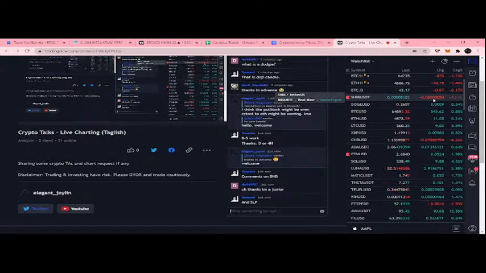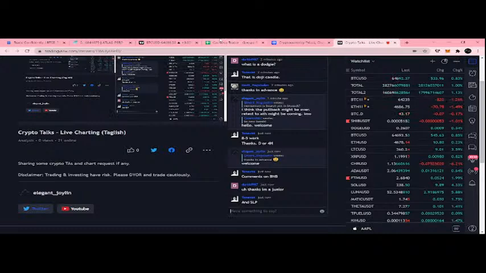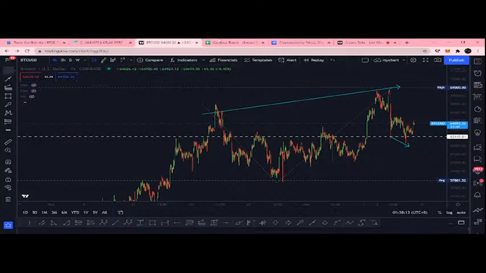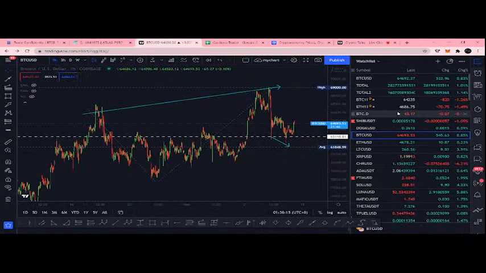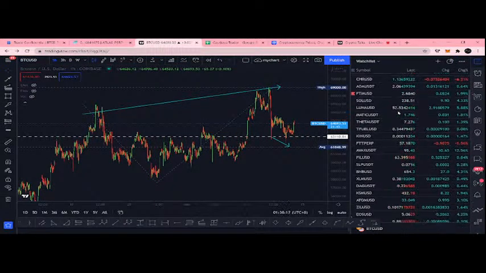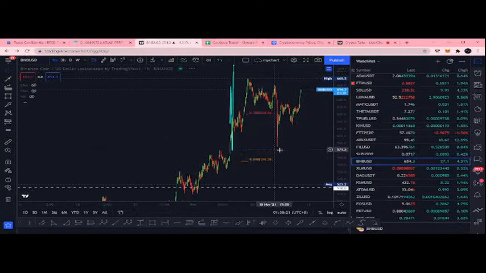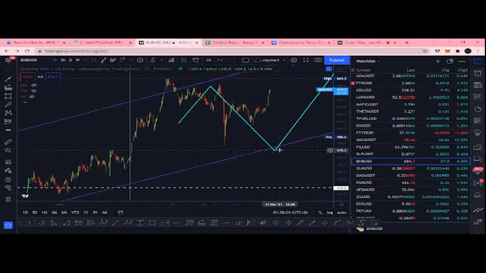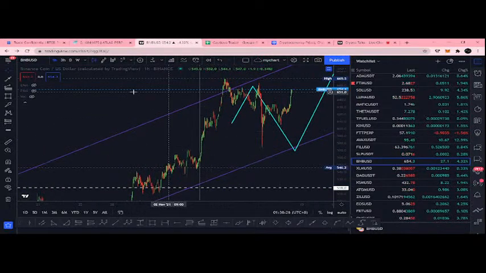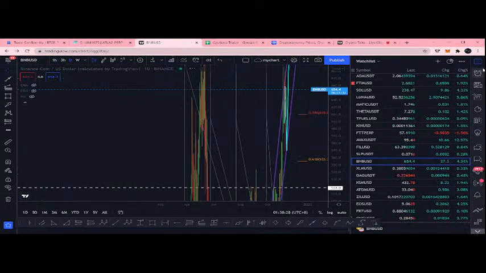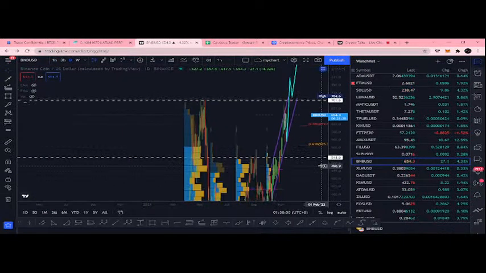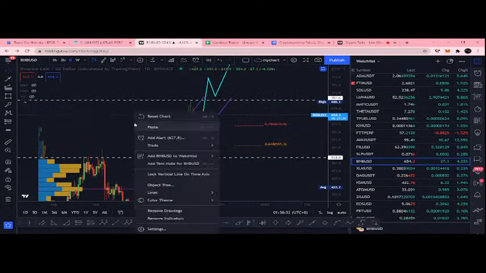Oh, comments on BNB. Actually, I'm looking at 700 on BNB if I'm not mistaken, as my memory recalls from our previous chart. Yeah, because it's a breakout at 600 plus something, 618 if I remember it correctly.